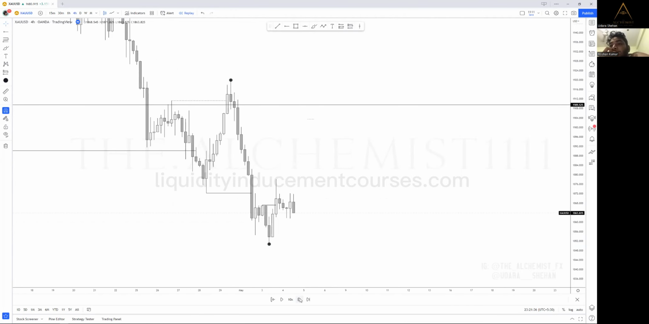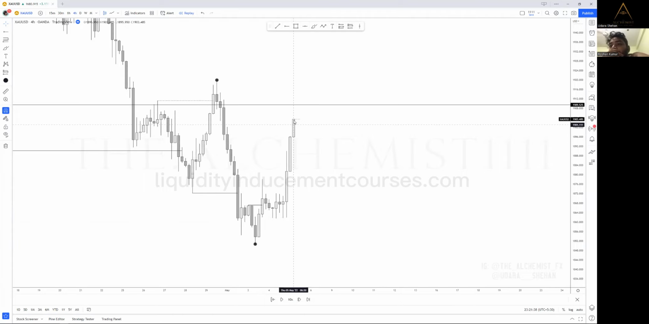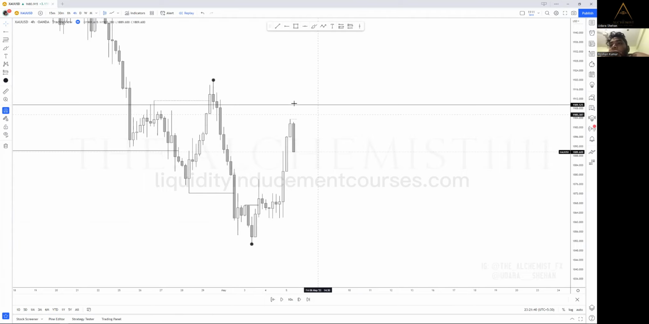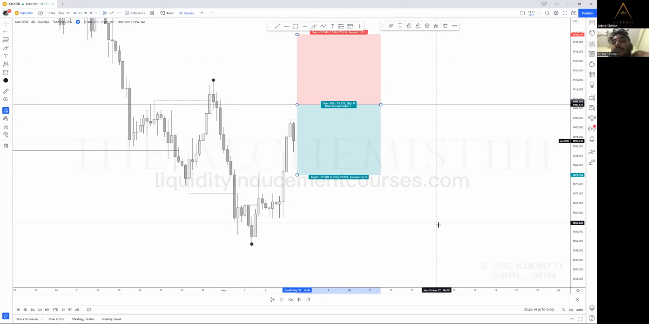Now, once again, if you backtest this price action, you will see that they created an Asian high right below the monthly point of interest. What are they doing? Feeding liquidity, right? Feeding liquidity into the monthly zone. So what we're gonna do is sell it here. We're gonna sell it here like this.